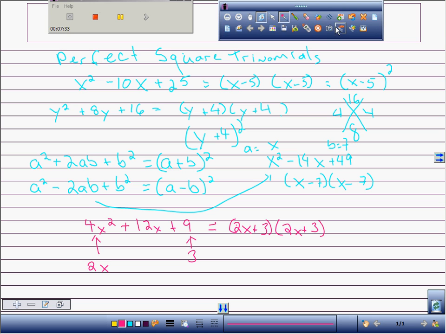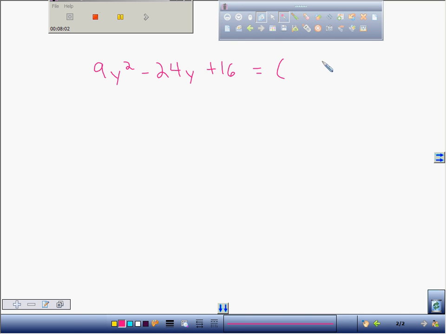One more. So say I need a new page. Let's do a nice clean page. So we got 9y squared minus 24y plus 16. Without doing the whole cross, because normally if you would do this, you'd have to do the cross, then you'd have to do the box, then you'd have to factor things out, and it could be kind of a headache.